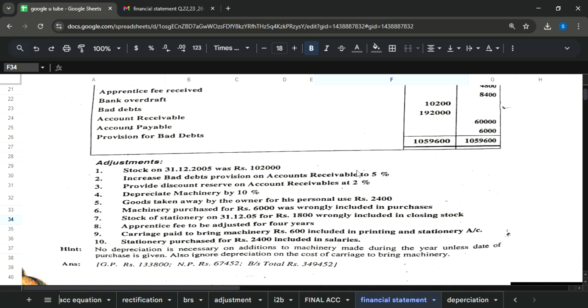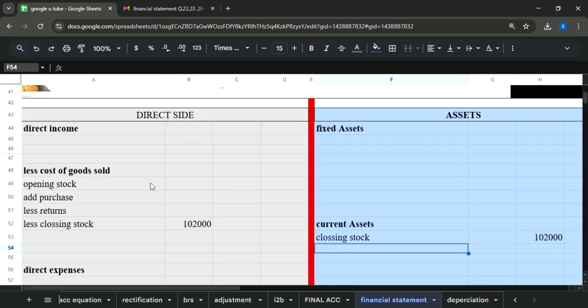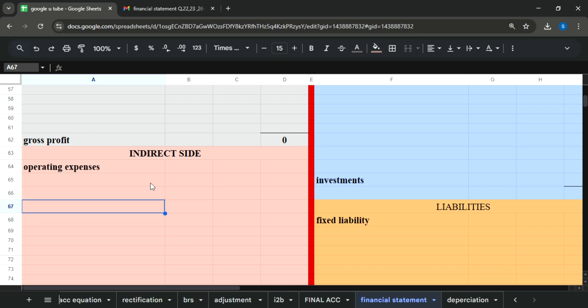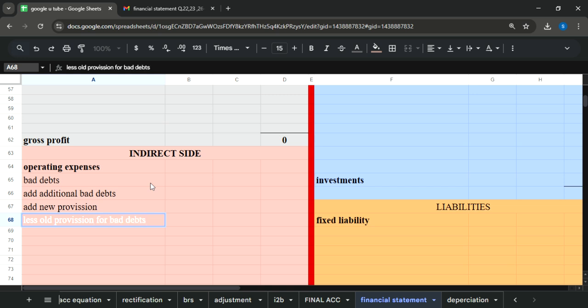So you don't need to be worried about its initial word, increase. You will adjust it in a normal way. We will go to the operating expenses side. There you will write bad debts, and then add additional bad debts, then add new provision, and then subtract old provision for bad debts, and this would be your new provision for bad debts.